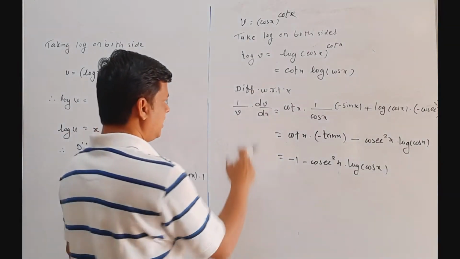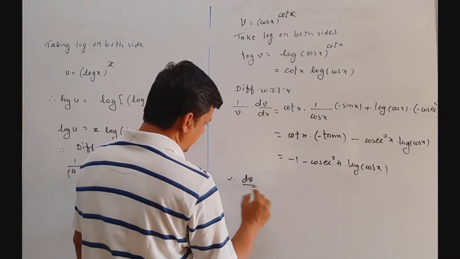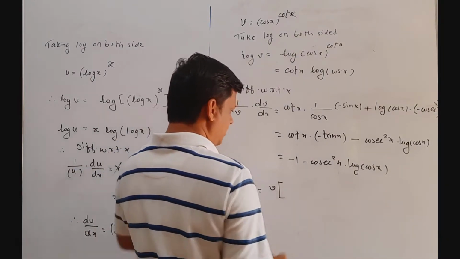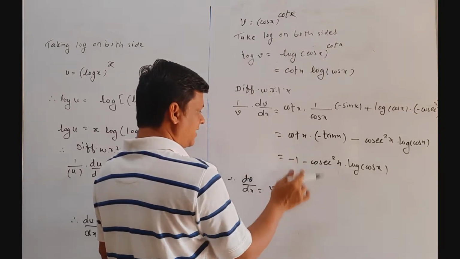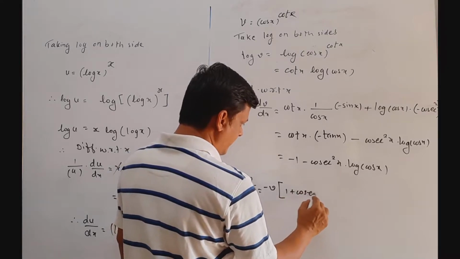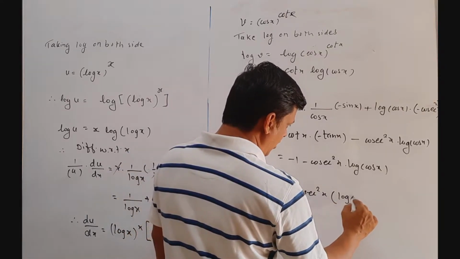Now we have to find dv by dx. So we transfer this v to the right hand side. So right here dv by dx is equal to v into, in bracket, you can take the minus sign common. So we write here minus v into (1 plus cos²x into log of cos x).